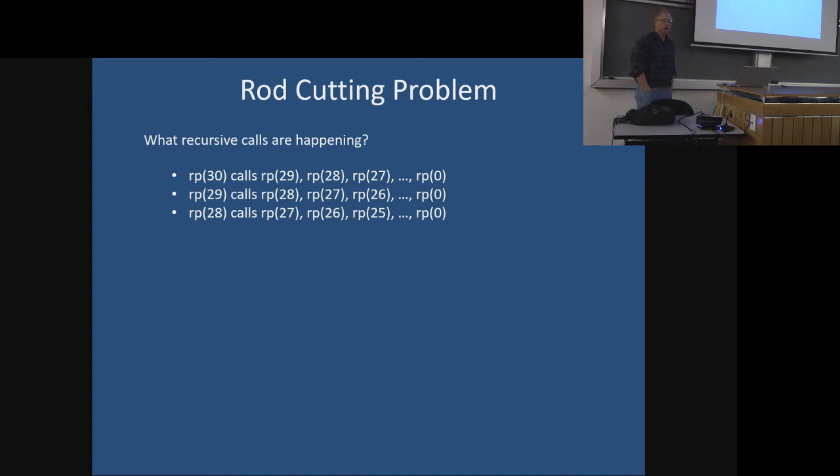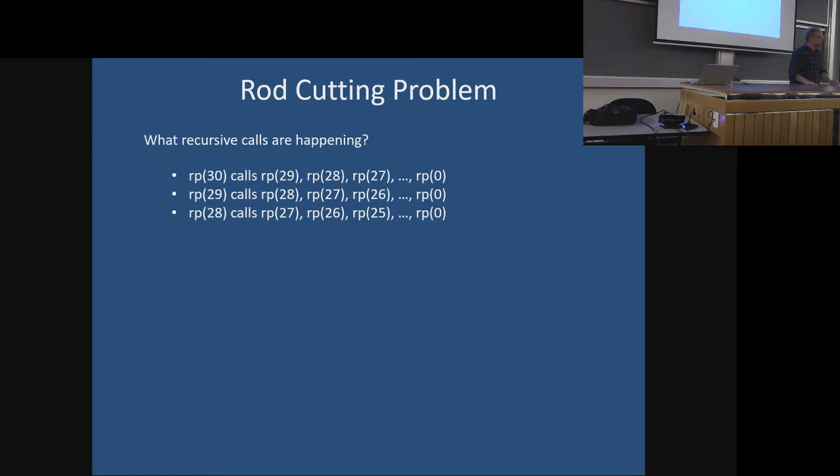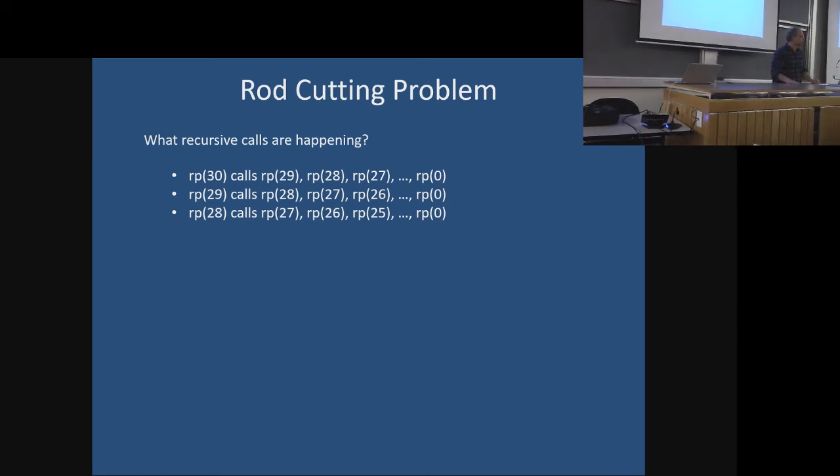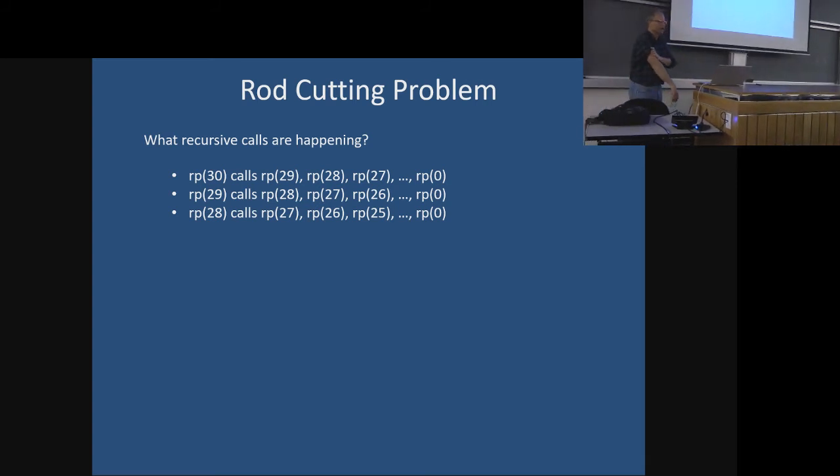How many unique ways are there to call? How many different calls to RP are going to be made in terms of the parameter? 31. RP of 30 is called, RP of 29 all the way down to RP of 0. So where does the exponential come from? It seems like you're just making 31 calls. Yeah? We never save our result, so we're just recalculating every single time. Okay. So yes, there are an exponential number of calls. That's because for some of these parameters, we're calling them an exponential number of times. It isn't that there are lots of things that have to be solved, it's that we're solving them over and over and over again.